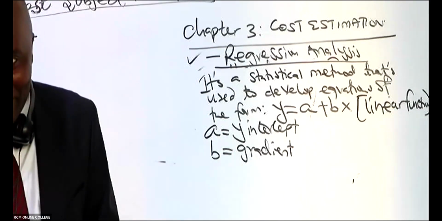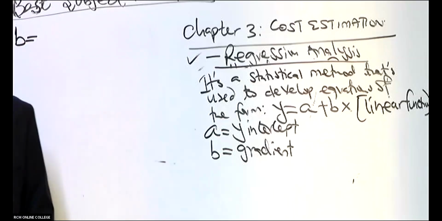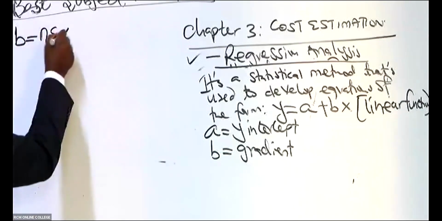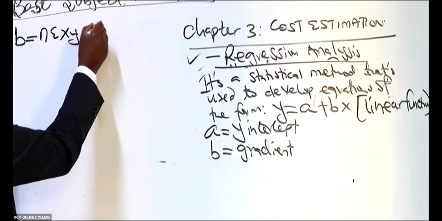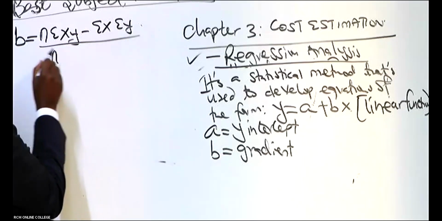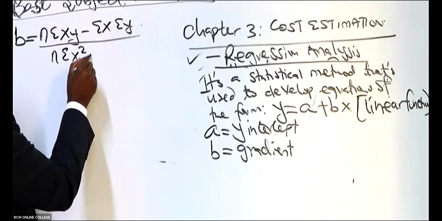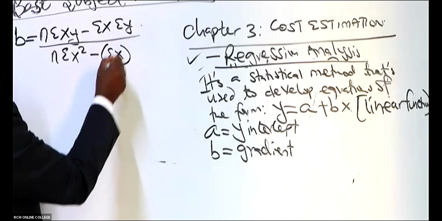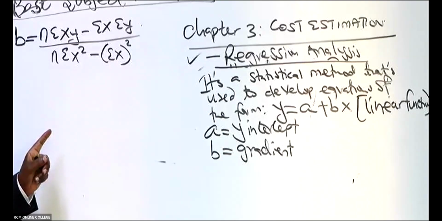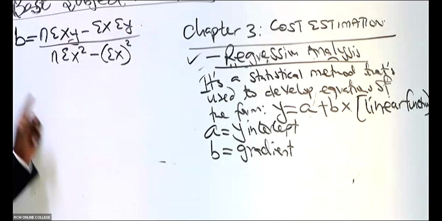b equals, because you were the teacher last time, isn't it? The teacher has forgotten. b equals n times the summation of xy minus the summation of x times the summation of y, all over n times the summation of x squared minus the summation of x, all squared. So anytime you want to get the regression gradient, this is how we shall be able to get the value of b.